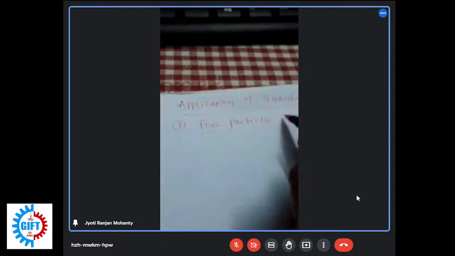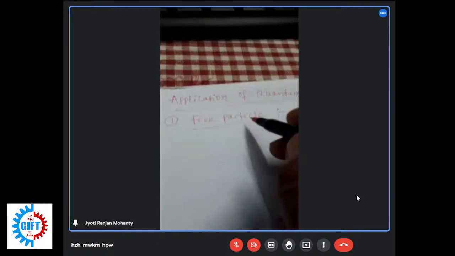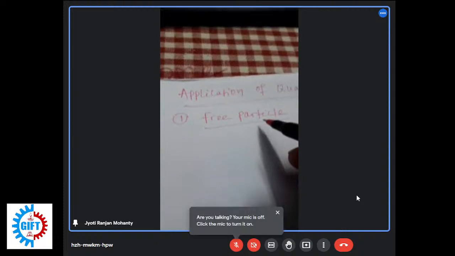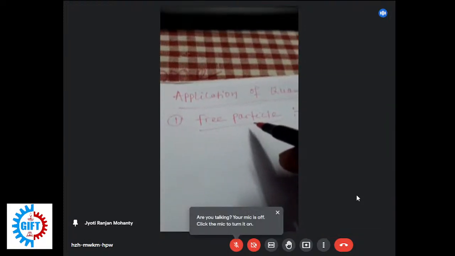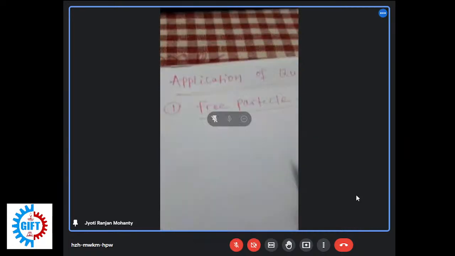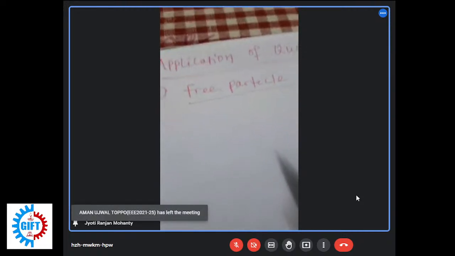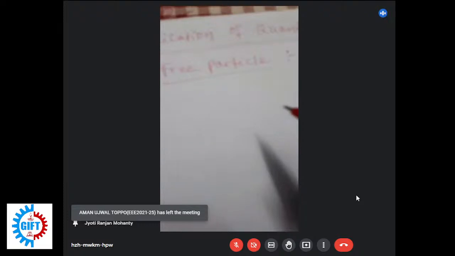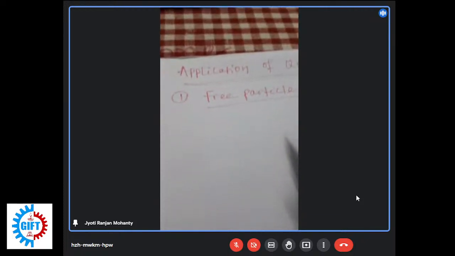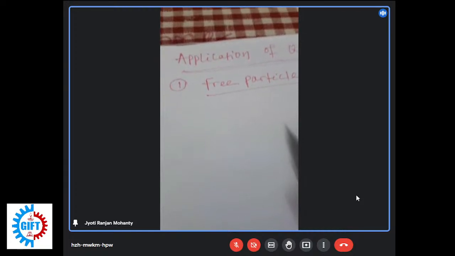Free particle. Parichay, are you there? Parichay is not there. What do you mean by free particle? What is the literal meaning of free particle? Sir, no force is acting on it. Very good. You are absolutely correct. A particle is said to be free when no external force is acting upon it.